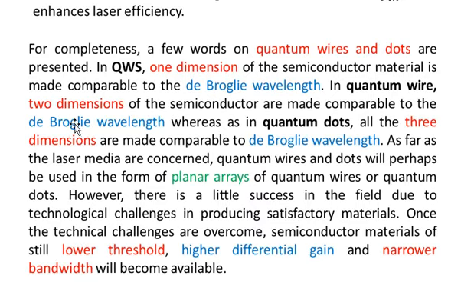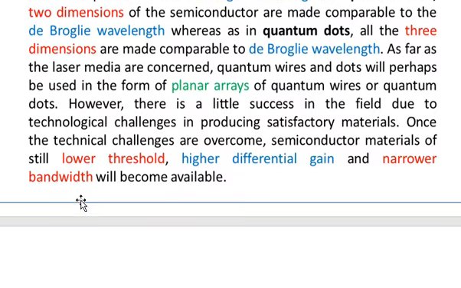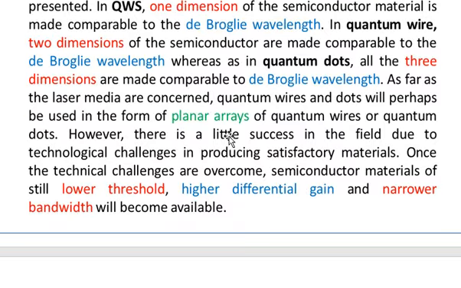In quantum wires, two dimensions of the semiconductor are made comparable to the de Broglie wavelength, whereas in quantum dots all three dimensions are made comparable to the de Broglie wavelength of the electron. As far as the laser medium is concerned, quantum wires and dots will perhaps be used in the form of planar arrays of quantum wires or quantum dots.